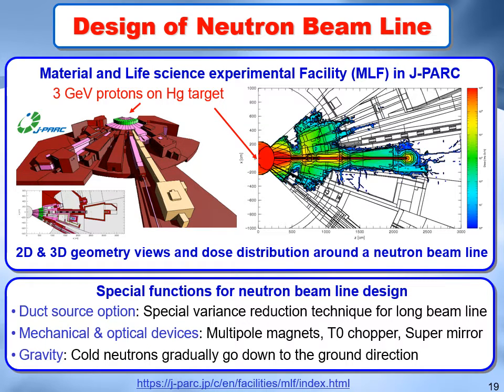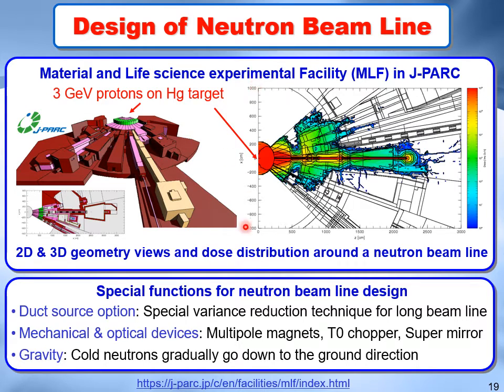PHITS has also been used for the design of neutron beam lines in the material and life science experimental facility in J-PARC. In this facility, 3 GeV protons are hit on a mercury target for generating neutrons, and they are guided to the experimental facility via 23 neutron beam lines. These pictures show 2D and 3D geometry views and dose distribution around a neutron beam line.